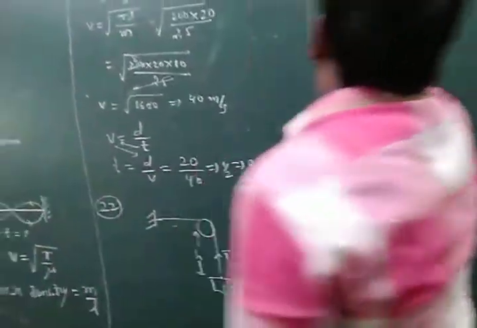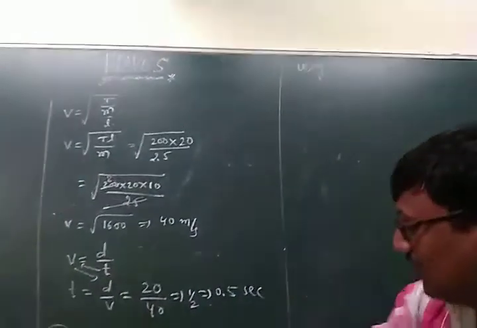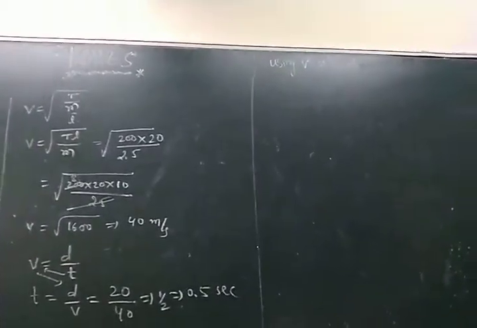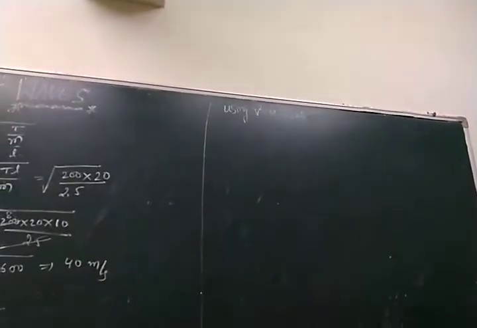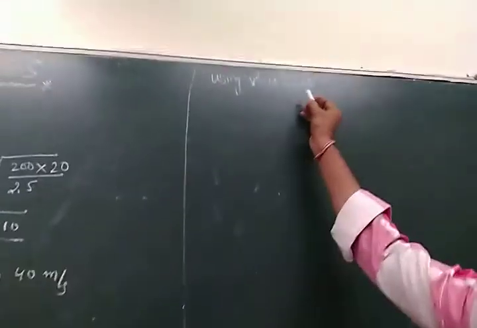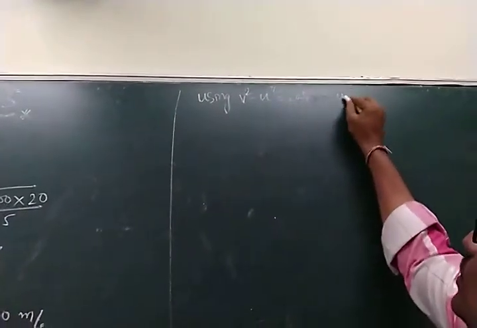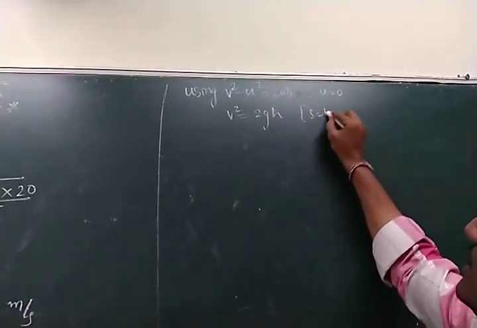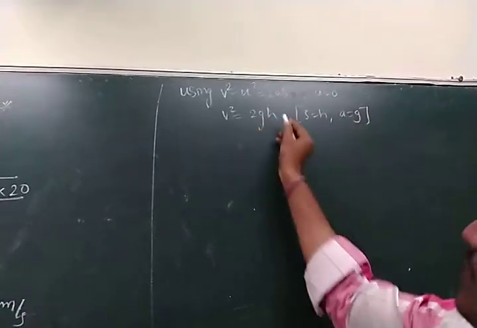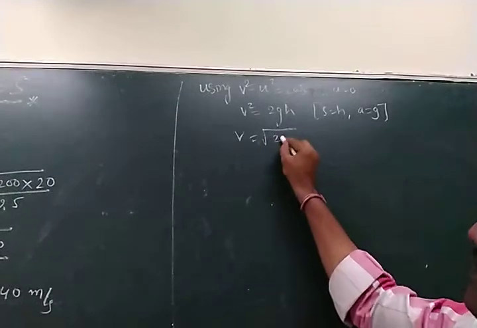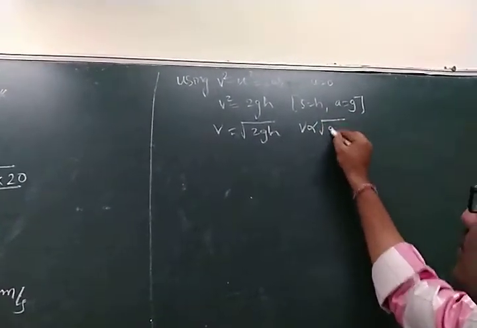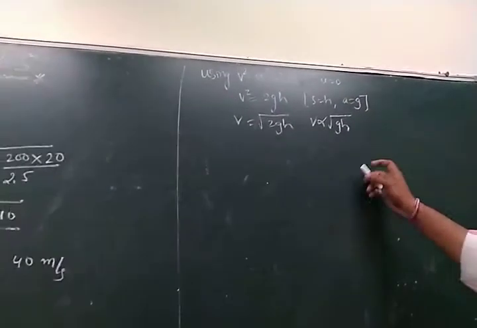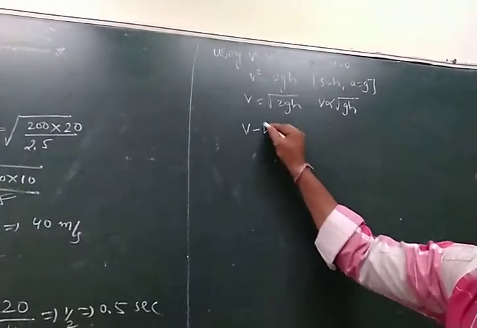When using a freely falling body, v square minus u square is equal to 2as. What is the formula here? v square minus u square is equal to 2as. Then we can take u equal to 0. Then v square is equal to 2gh, where s is equal to h and a is equal to g. That means v is equal to under root of 2gh. The v is directly proportional to under root of gh. See what we understood here, the velocity and height.